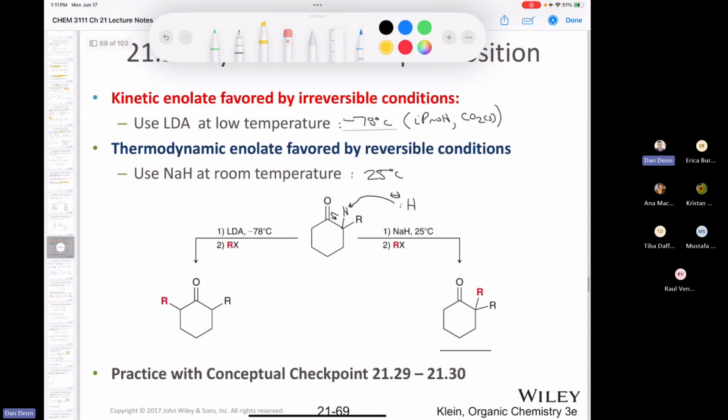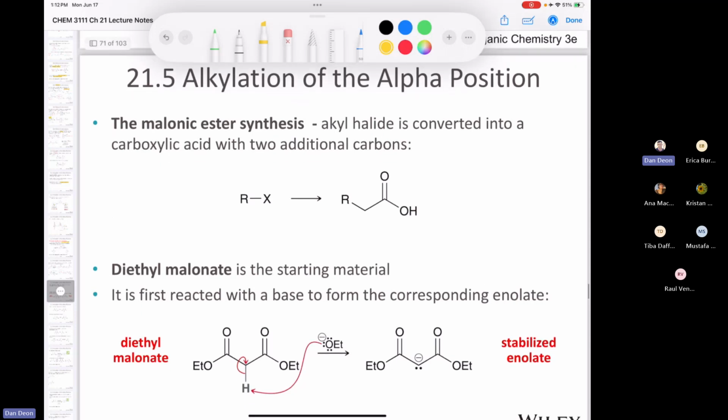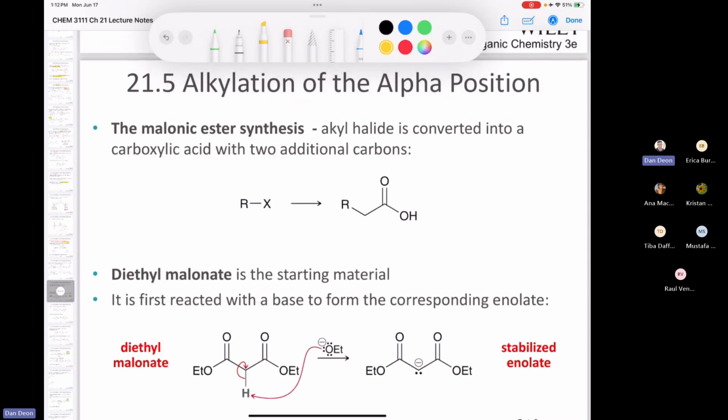And I explained why we use a weird number like negative 78 instead of negative 80. It's because when you mix dry ice and isopropanol, it makes a bath, which is minus 78. So we went over these, and students were really good at those. And so that brings us to the next new topic, which is the malonic ester synthesis.